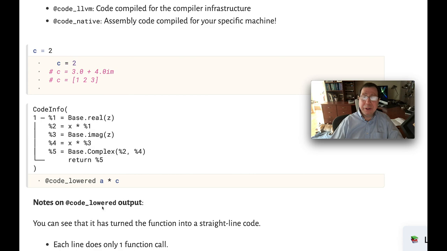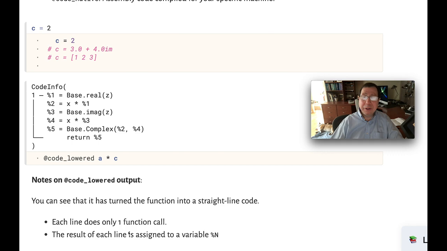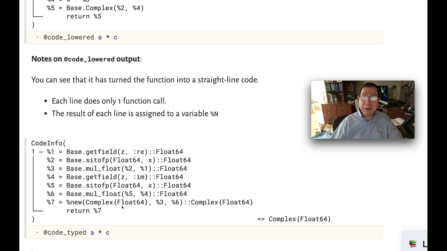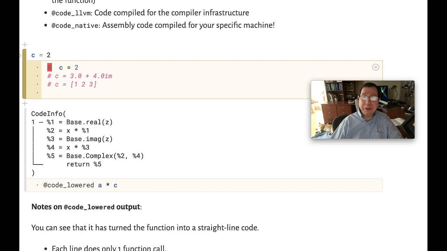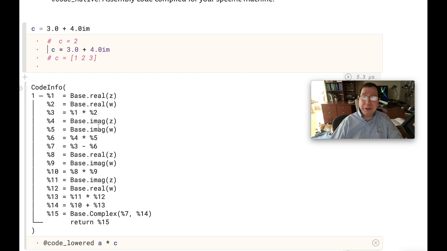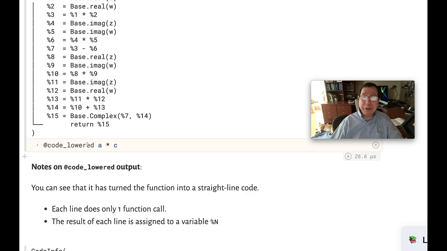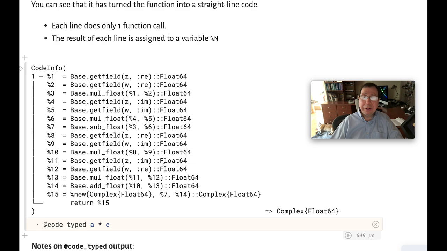Each line only does one function call, and the result of each line is assigned to a %n variable, as you must have noticed. Okay, now let's go to the code typed, and you can see it's basically the same, but all these floats are put in. Okay, let me go ahead now and change to another one of these cases so we can see what happens. Let's go ahead and change it to this complex number. Okay, it's a little bit longer, but you realize it's pretty easy to follow once you look at it. You see the four multiplies, the add and subtract, and just the assignment of variable names. Okay, and then here you can see the typed code, and again, you can see the floats and the complexes floating around.